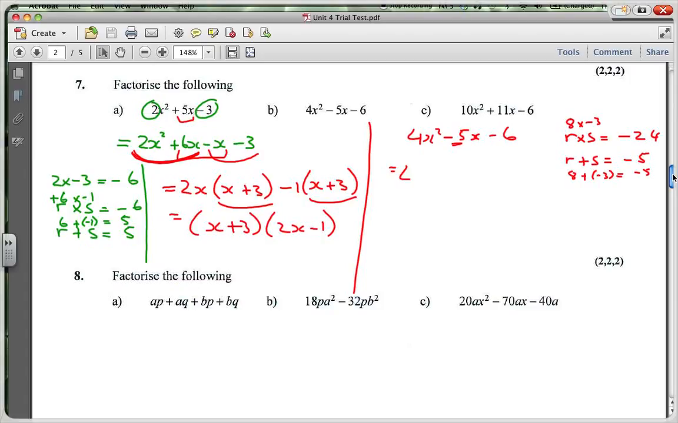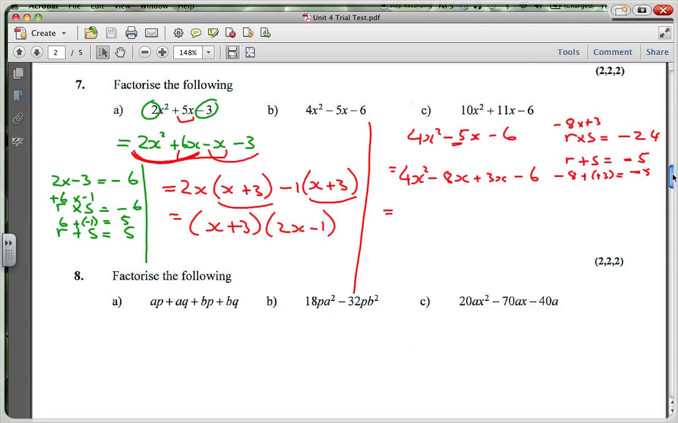So then I rewrite this. I say 4x squared plus 8x. Sorry, not plus 8x, it must be negative. Sorry, slight mistake here. Let me just redo this. It's going to be negative 8 plus 3 because I want a negative 5 here. So that's going to be negative 8 and plus 3 there. So let me just redo this here. Sorry. So it's going to be 4x squared minus 8x plus 3x minus 6.